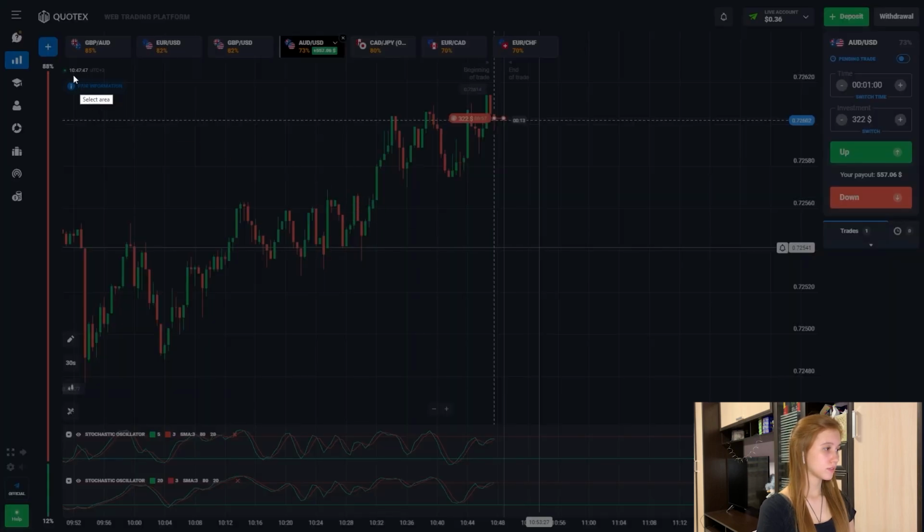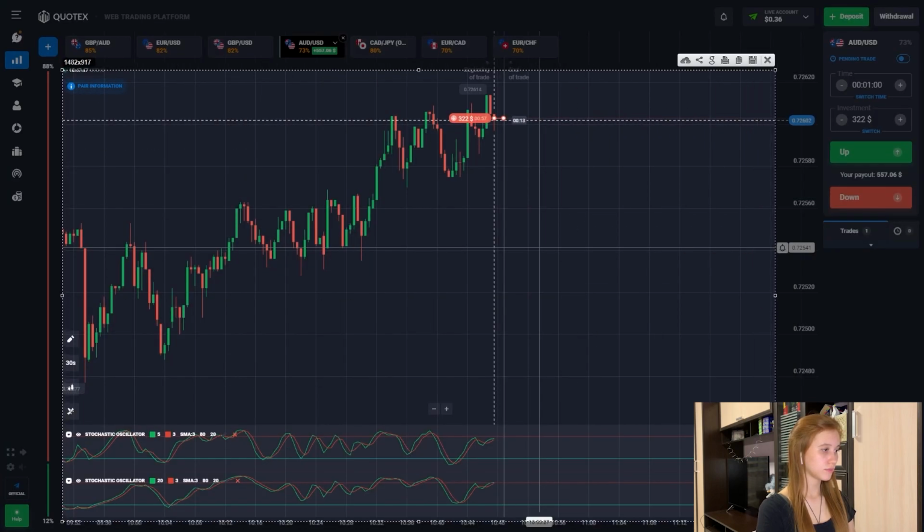Let's open a down trade here, and we see a reversal of these stochastics. A resistance zone has formed, and the price has pushed up from this moment. There is also a long candle shadow, and we can note a support zone. In this case, I think the price will go down.